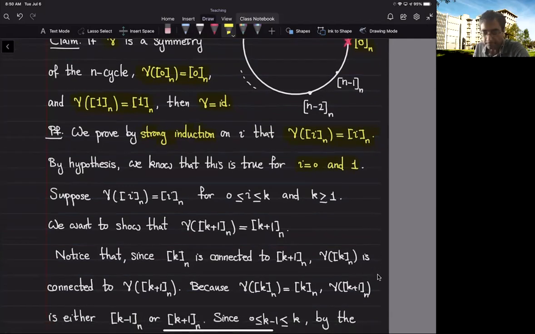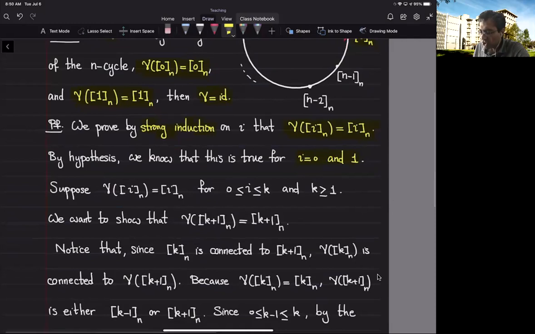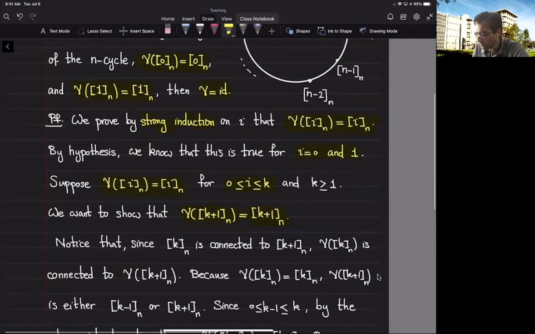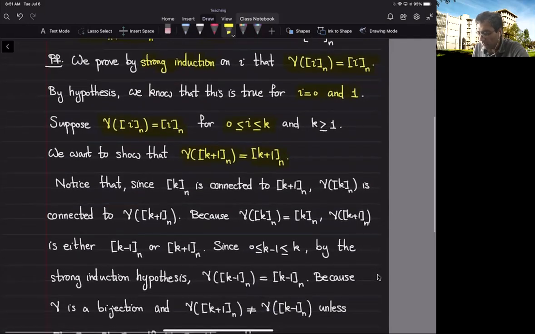What does that mean? In the induction step, we assume that what we want to show is true for all the integers that are at most k, and we want to go one further step. That means we have to show that gamma also fixes the vertex that's labeled by k plus 1, the residue class of k plus 1. Now, let's look at the last vertex before k plus 1. That's the residue class of k.